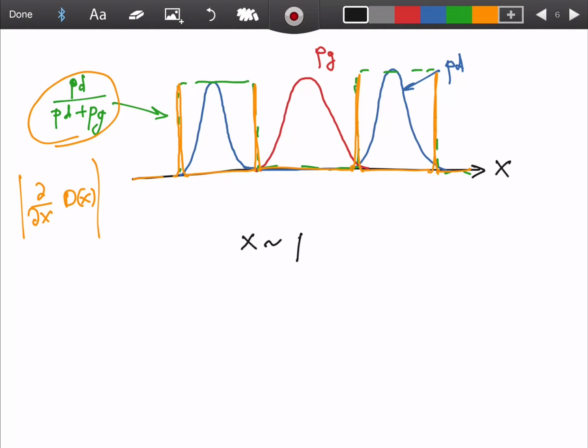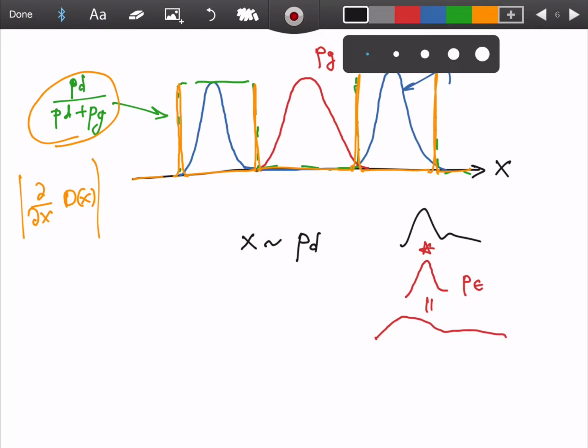I have X distributed according to PD or PG, doesn't matter. Let's take PD, and let's say PD is some crazy distribution like this. Now I would like to blur this thing with some distribution. Let me call it P epsilon. Let's say it looks like a Gaussian kernel. As a result, I would get something like this. Convolution. So what do I need to do to X? I would like to build another random variable that is distributed according to this distribution.